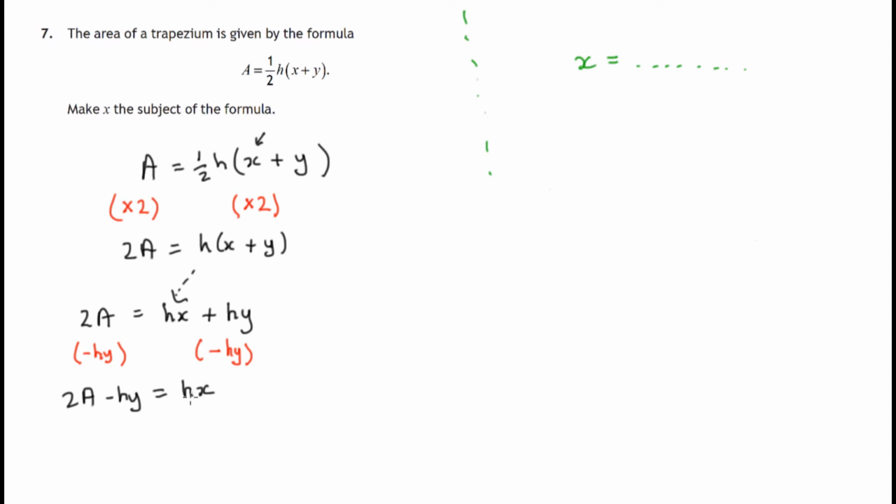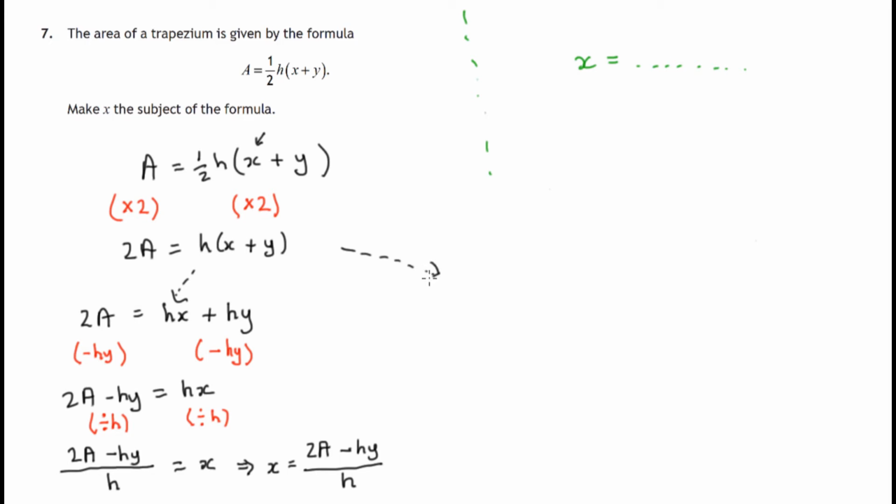Finally, this multiplying by h we have to get rid of to get x on its own, and the opposite of multiplying by h is dividing by h. If I do that on the right of the equation, I must balance it by doing the same on the left, and note this time that the whole of the left hand side must get divided by h. So 2a minus hy, the whole of that divided by h, gives me x on its own. Usually the subject of the formula is written first, so we write it the other way around: x is equal to 2a minus hy, the whole of that divided by h. And that's a perfectly valid answer that will gain the marks for this question.